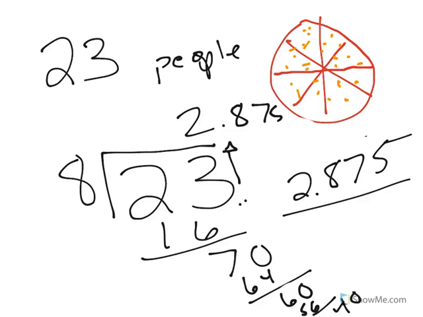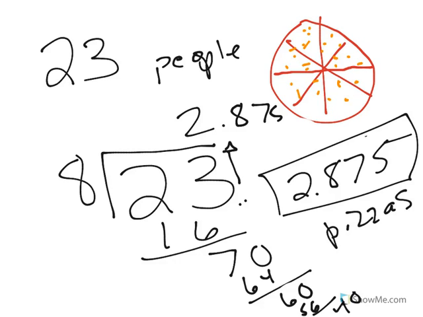So if I wanted to be exact, I need 2.875 pizzas, right? Well, is there any pizza shop where you can go and say, excuse me, I'm going to need 2.875 pizzas, or 2 and 875 thousandths pizzas? Is there anywhere that's going to have that? No. So you need to interpret, and interpret means really figure out what it means. Interpret that answer. 2.875 pizzas. Well, you can't get 2.875 pizzas.